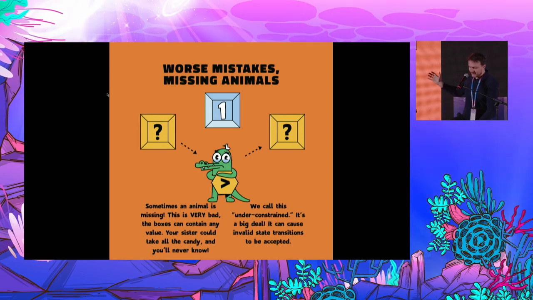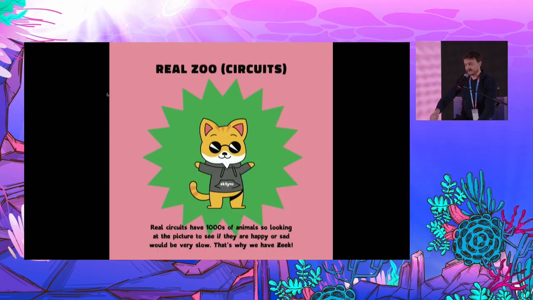So this is a very bad scenario, and we call this under constraint. And in systems, it can lead to invalid state transitions being accepted, invalid state being committed to blockchains. So when you try to explain to your kids what you do at work, it's, I'm looking for missing animals, honey.